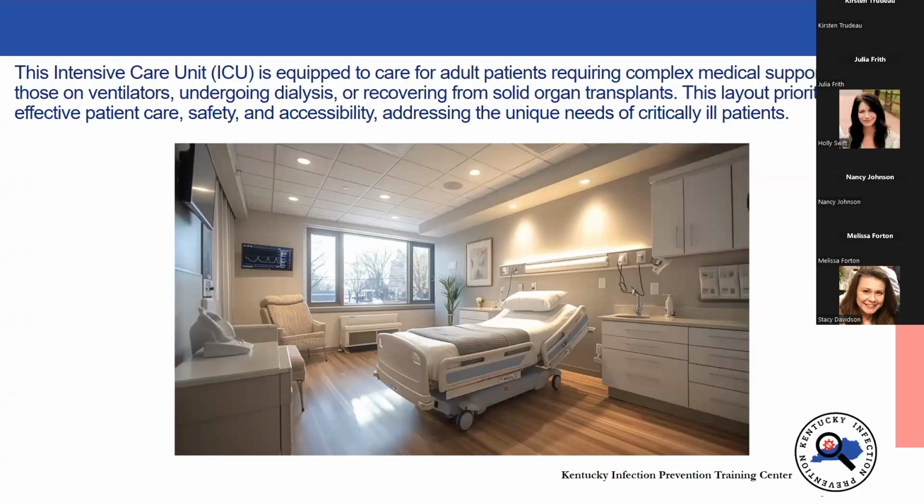This is an image. So this is an intensive care unit. It's equipped to care for adult patients requiring complex medical support, including those on ventilators, undergoing dialysis, or recovering from solid organ transplant. This layout prioritizes effective patient care, safety, accessibility, and addressing the unique needs of critical care patients. So looking at this particular room, what would you say are some of the areas that would need to be considered for risk associated with water in this particular room? What are some of the questions that you would ask?